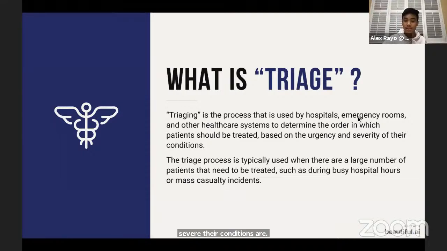And so you can imagine that this process is really useful when there are a large number of patients that need to be treated, like during mass casualty incidents or even during busy hospital hours when there's a lot of people in emergency rooms, and physicians and nurses need to figure out, how do we treat all these patients, and then they use triage to rank them and determine that order.